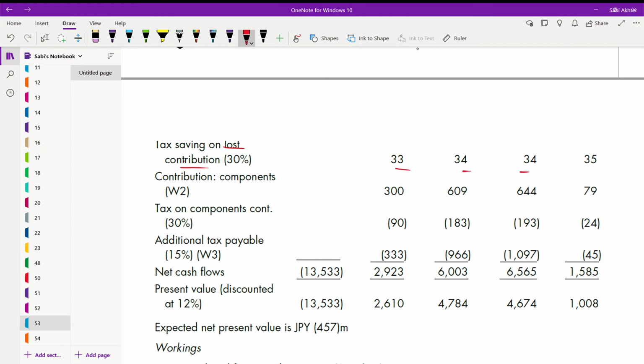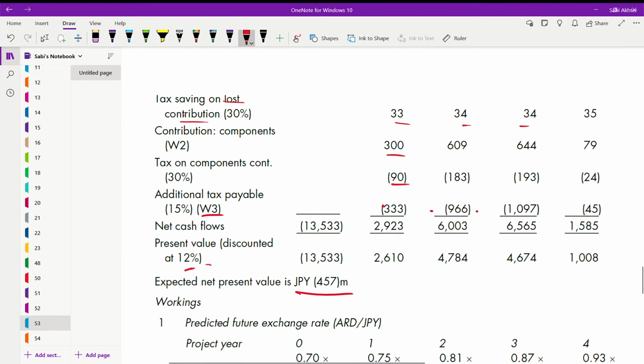Next comes your contribution component. On that you have to pay tax at 30%, and additional tax payable, working 3. Why additional tax? When you pay less tax in the foreign country, when you come to the home country you have to pay more. The remaining tax you have to pay. That's why it is this. Then net cash flow, discounted using present value. This is your expected net present value, negative. Now we'll show the workings.